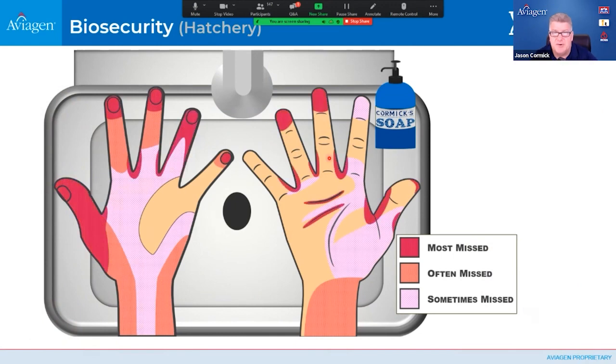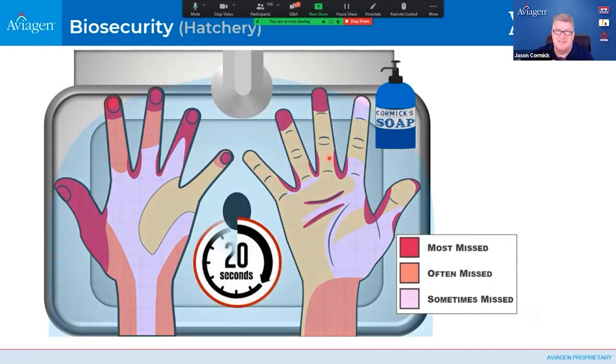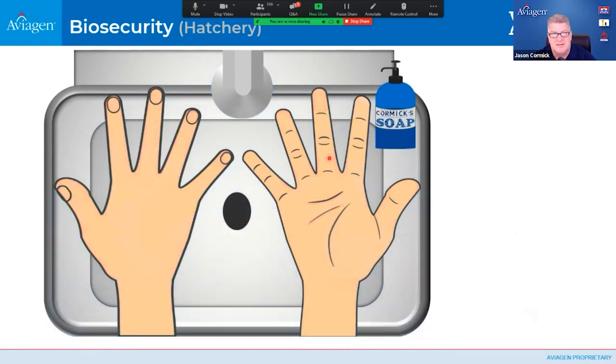Just a point on washing hands. These are the most missed points of washing hands, and it's really quite important. I think it's been brought quite nicely to attention with COVID, with a lot of discussions on how to wash hands properly. It should be for 20 seconds. You need to get right in there. There's an awful lot of bacteria sitting underneath your fingernails, enough to scare the life out of you.